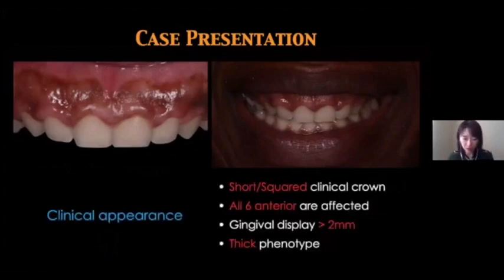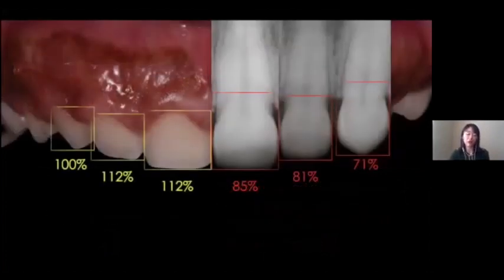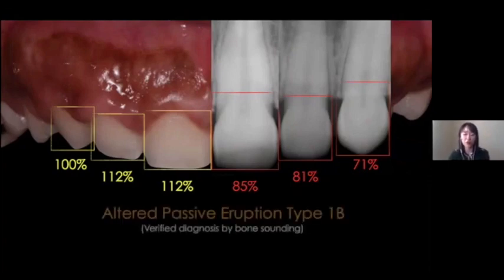Again, as you can see here, clinically there are short and square clinical crowns. All anterior six are affected. Actually, for this patient, it's all the way down to the premolar. Gingival display is more than 2 millimeters, and it is a thick phenotype. If we take a close view of the X-ray, you can see the discrepancy between the clinical appearance and the X-ray examination. So basically, this is an altered passive eruption type 1B case.